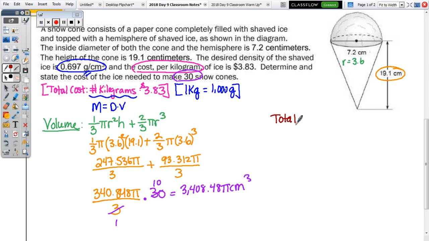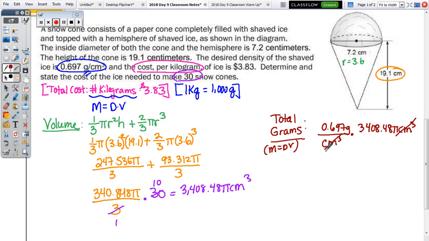So the total grams of 30 snow cones, so 30 times, oh, no, we've already done the times 30. What am I doing? I need to take, again, mass equals density times volume. And the mass equals the density of 0.697 grams per cubic centimeter times our total volume of 3,408.48 pi centimeters cubed. So our units cancel out.